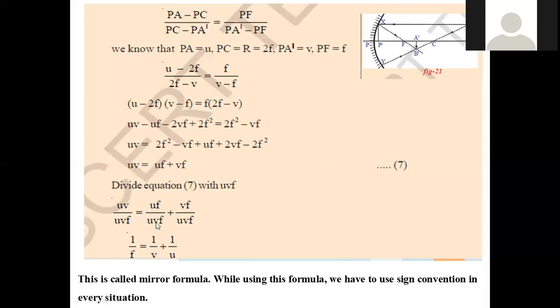This is called the mirror formula. This final equation that we got, you can denote as equation number 8. That is called the mirror formula. By using this mirror formula, the sign convention can be utilized, so this can be applied in various regions too.